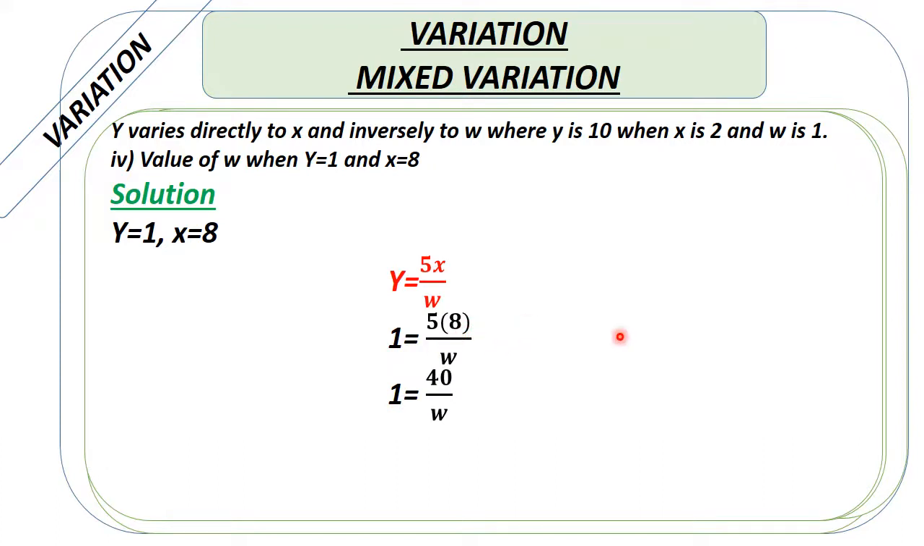And 5 times 8 is going to be 40. And we can cross multiply here. We're going to have w times 1 is w, 1 times 40 is 40. So the value of w is going to be 40.